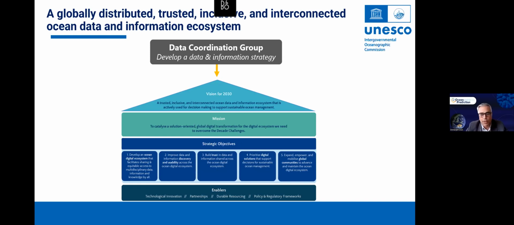And it's also going to be a distributed Ocean Decade system. Right? We're not trying to build a system of systems that could contain all of the ocean data. That would be totally unrealistic. So: a globally distributed, trusted, inclusive, interconnected ocean data information ecosystem. And to achieve that, we've got these 5 strategic objectives that focus on how that ocean digital ecosystem can facilitate the sharing and equitable access to multidisciplinary data.